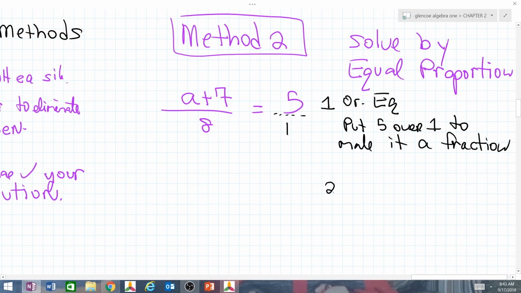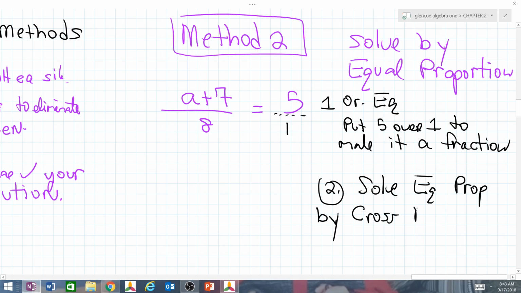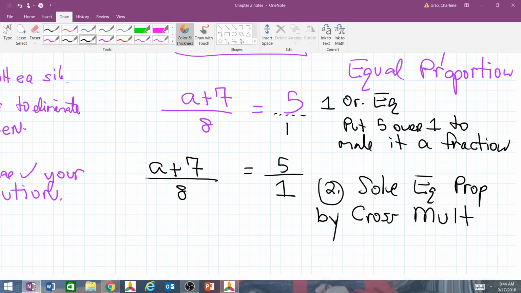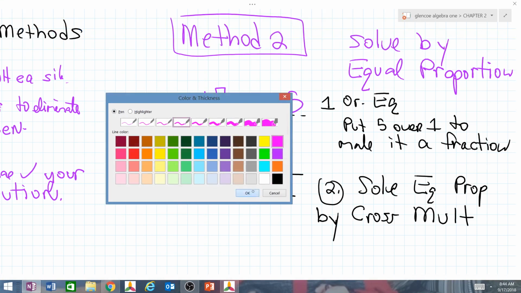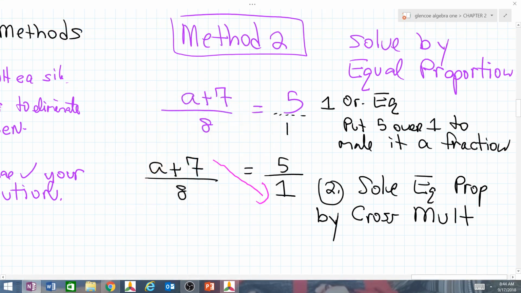Okay, step number 2. Solve your equal proportion by cross multiplication. So this becomes a plus 7 over 8 equals 5 over 1. And what we do is we go crisscross. Okay? So let me show you what we do. We're going to multiply the top left by the bottom right, and the bottom left by the top right.